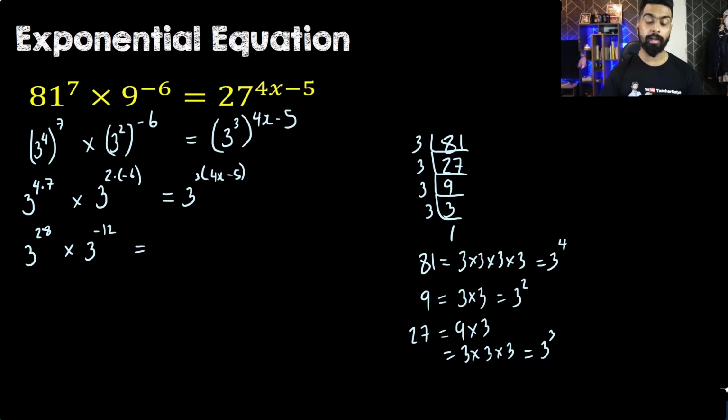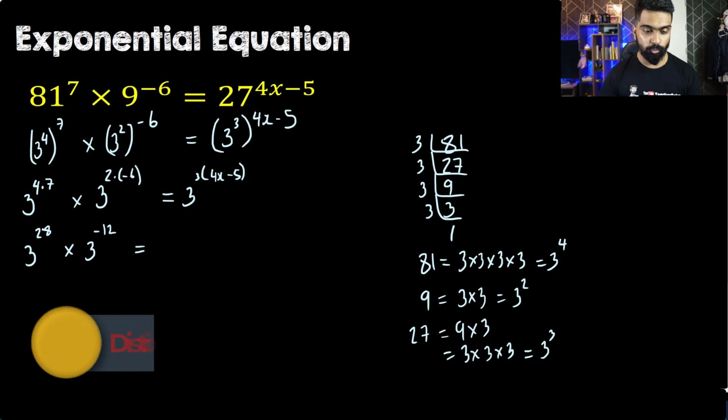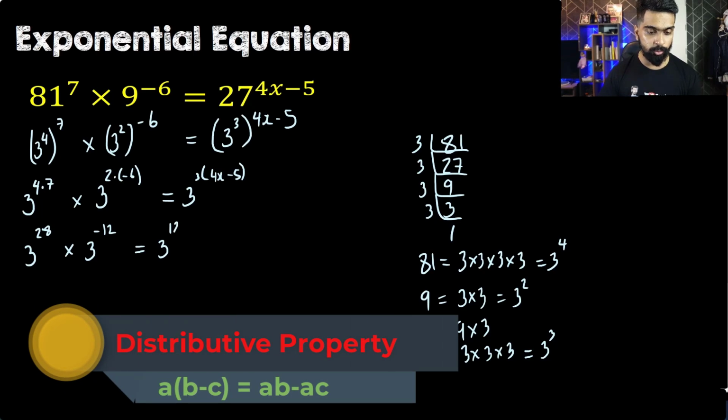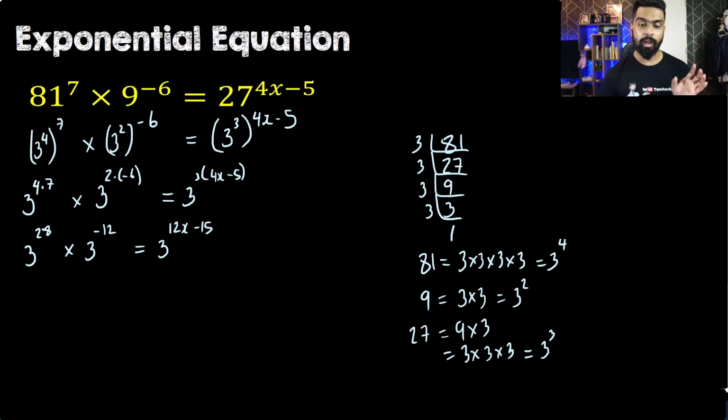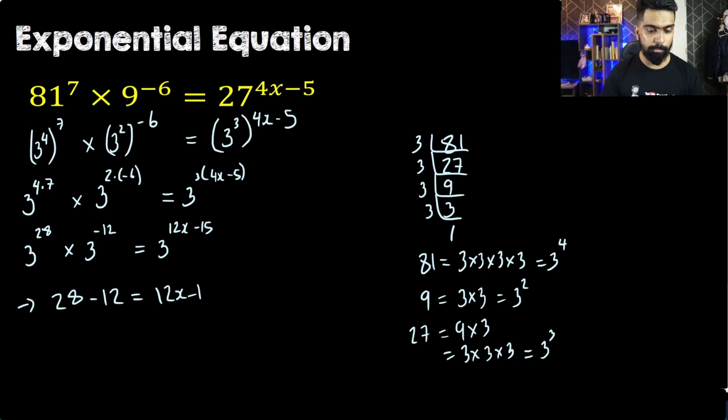is equal to, and here's where many students make mistakes. When we break this bracket, we have to use the distributive property. So we have 3 raised to the power of 12x minus 15. We are taking the value that is in front of the bracket and multiplying with everything inside the bracket. Now voila, as you can see, we have the base as 3. Now it is very easy. So we can write the equation. We have 28 minus 12 is equal to 12x minus 15.